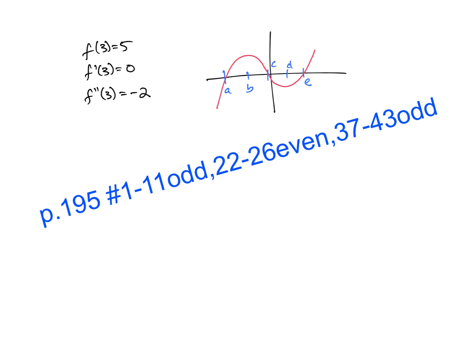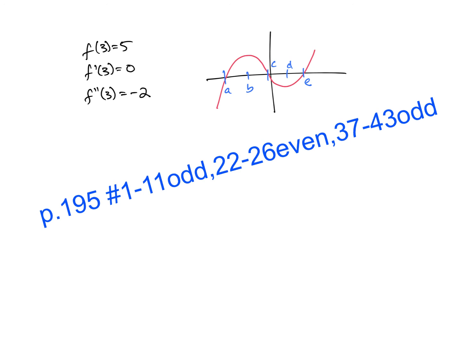All right. So the first thing that I want to talk about is if f of 3 equals 5 and f prime of 3 equals 0 and f double prime of 3 is equal to negative 2. What do I have going on there? Concave down. It is concave down, true. So that's f double prime is negative 2. That means it's concave down. What else? Point of inflection. I don't have a point of inflection.